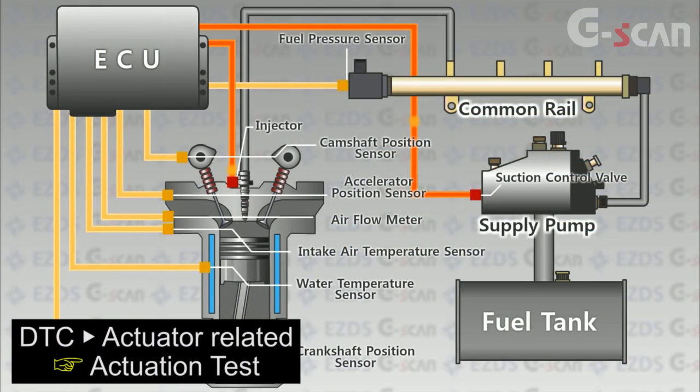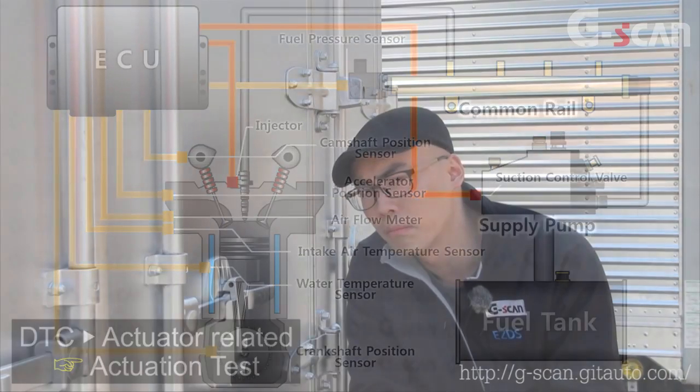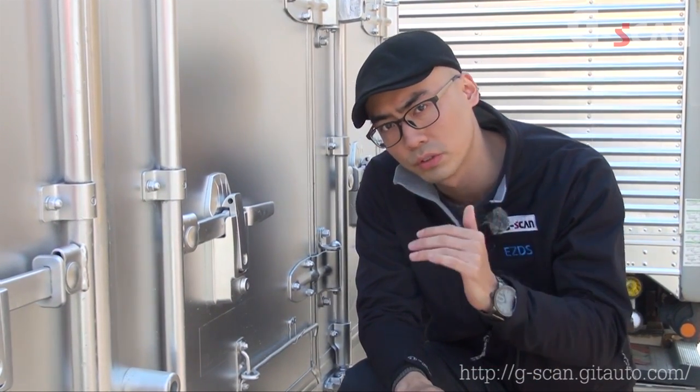If the DTC is actuator related, go to Actuation Test function. Depending on engine types, number of supported actuation tests is different. Check if it's supported and you can try to test the defective parts for its operation. G-Scan will command ECU to actuate selected parts. During the test, you can actually hear the sound or visually check the movement of the parts. Let me show you an example.